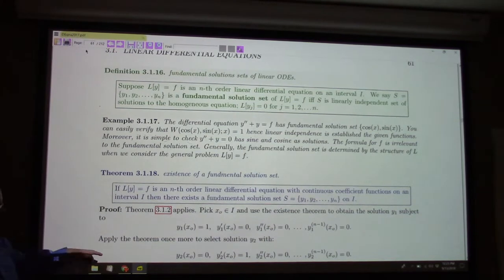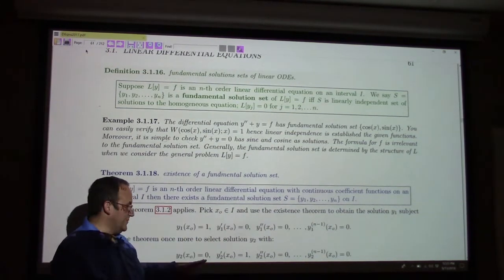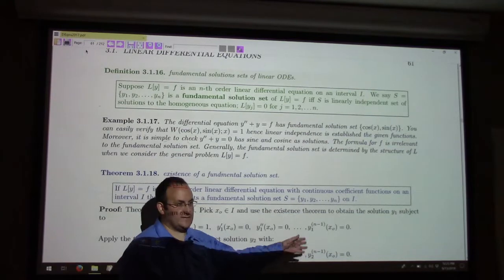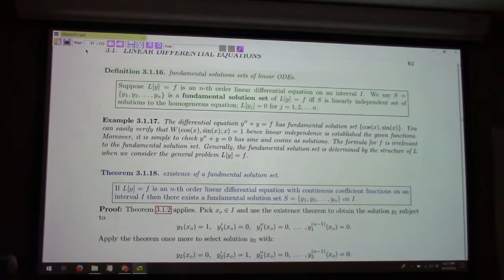And then you can find a y2, which makes the velocity 1, but the position 0 and the acceleration 0 and the rest of it. And you can keep playing this game, and you can find solutions that fit initial data, which basically matches with the standard basis, E1, E2, ... En, if you know what that is.